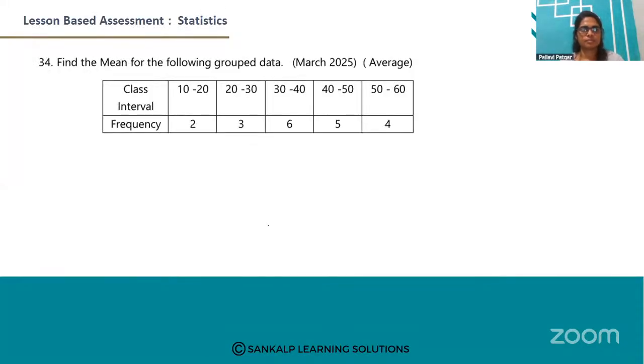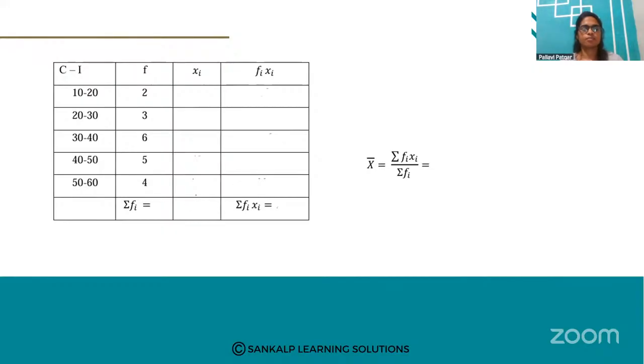Look at question number 34. Find the mean for the following grouped data. So here, first find the class mark xi for each class interval. The class mark is the midpoint of the class interval, calculated as lower limit plus upper limit divided by 2. So here 10 plus 20 divided by 2 is 15. 20 plus 30 divided by 2 is 25. 30 plus 40 divided by 2 is 35. 40 plus 50 divided by 2 is 45. 50 plus 60 divided by 2 is 55.